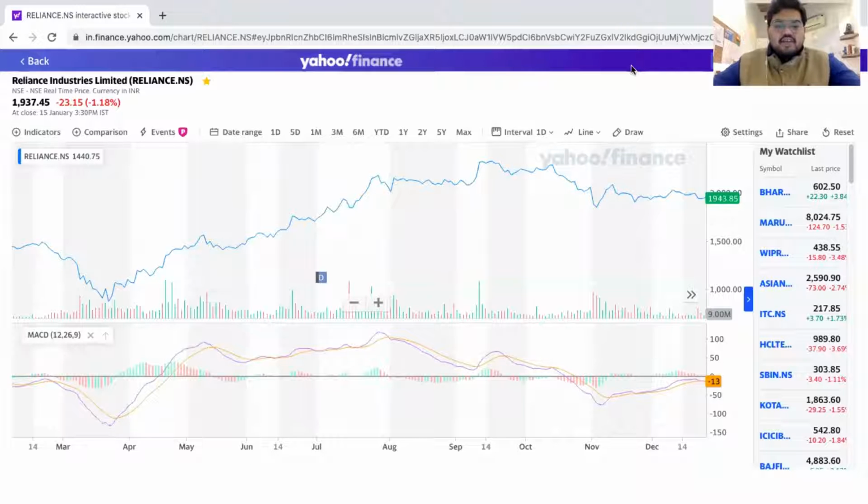And today we're going to study about MACD, the technical indicator that tells us about the trend and the momentum of the trend for a current stock at the current period. So let's start with the basics.